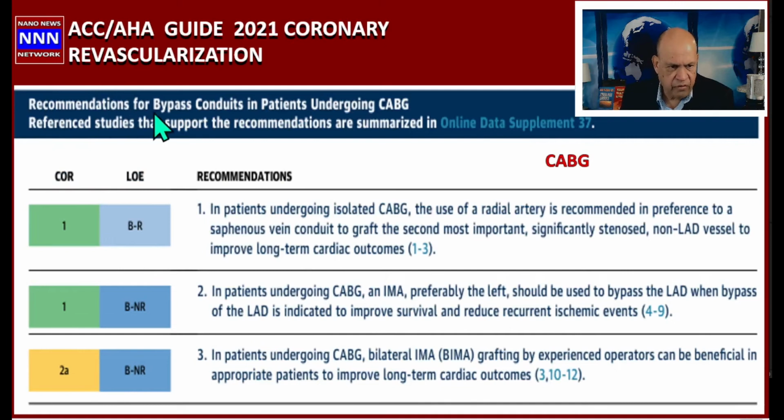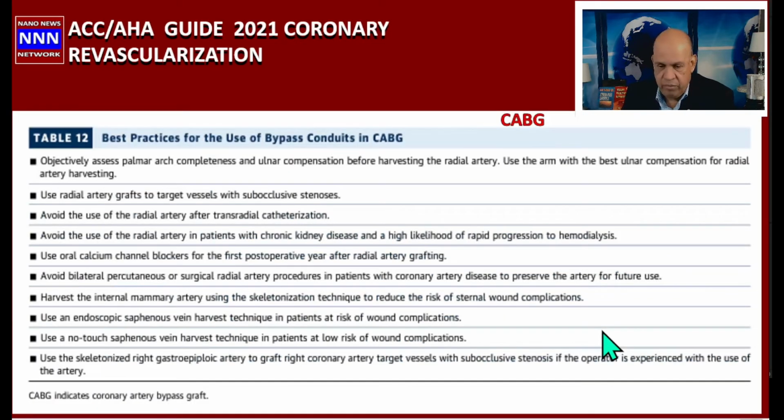Now, recommendations for bypass conduits in patients undergoing coronary artery bypass surgery. Of course, what we use to bypass a given artery is of more importance than just doing the surgery itself. For example, if at all possible, if we can use the LIMA to the left anterior descending branch and a radial artery or a right IMA, or RIMA, to bypass the second largest branch, it is a class 1 indication. And in patients undergoing coronary artery bypass surgery, the internal mammary artery to the left is preferable to bypass the LAD, which I mentioned. And bilateral internal mammary artery grafting can be used. That depends upon the surgeon's experience in extracting these arteries and making the connections.